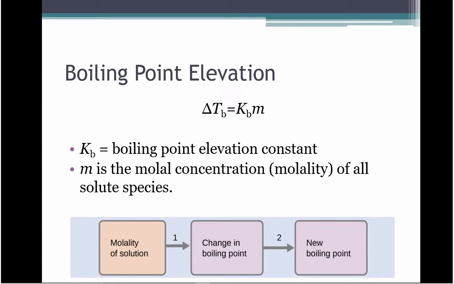Now, guys, that means of all solute species. So is it all of the ions? You can't just say NaCl. You have to say one Na, one Cl means you have two solute. If you have something like glucose, that doesn't dissociate, so it's just one. So you can go from molality to the change in boiling point to find the new boiling point.